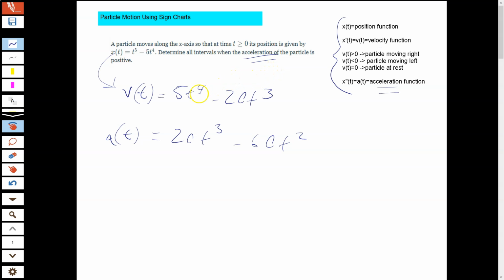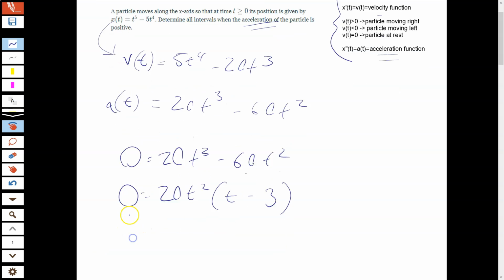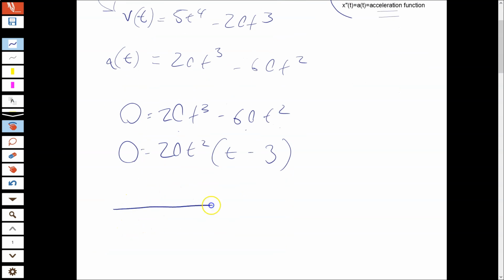Okay, so let's see. We're going to make a sign chart. We're going to start by finding the zero. So I'm going to set acceleration equal to 0, and I'm going to factor this. So I'm going to look for a common factor. And notice 20 is a factor of each term, and t squared is a factor of each term. So 20t squared times t minus 3. So now I'm going to draw a sign chart. Let's see, my zeros are t equals 0 for that first term, and t equals positive 3.